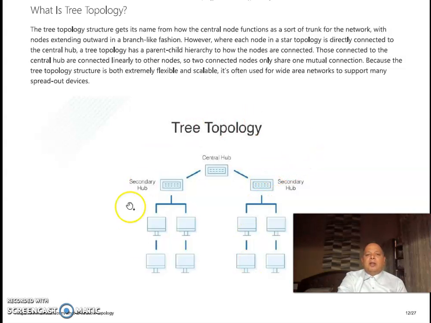And the main advantage of this particular structure is that it is extremely flexible and scalable. Whenever it comes to addition of a new node, you can simply add the node, you can add a hub, and then you can add the further network. So it's very flexible, extremely flexible. It's extremely good for scalability, and these are the main advantages, features of the tree topology. Whenever it comes to supporting spread out devices, this is the topology which is preferred by the designers.